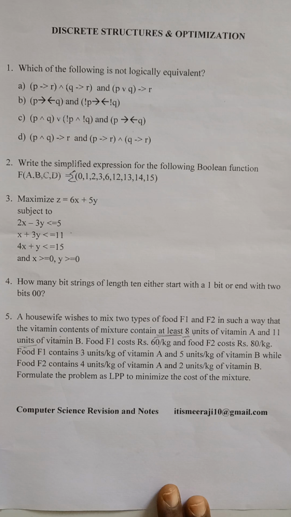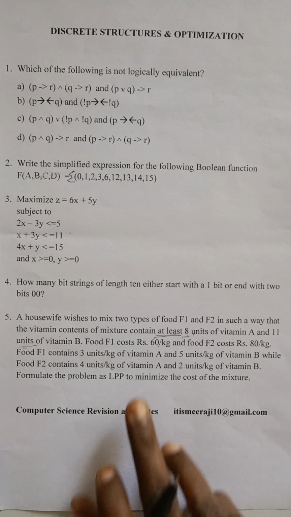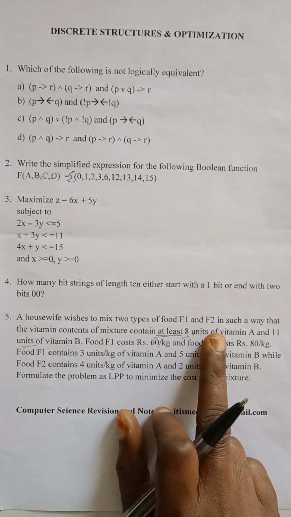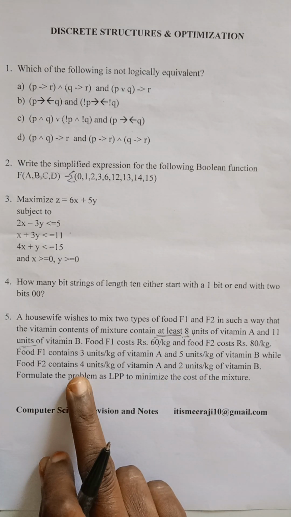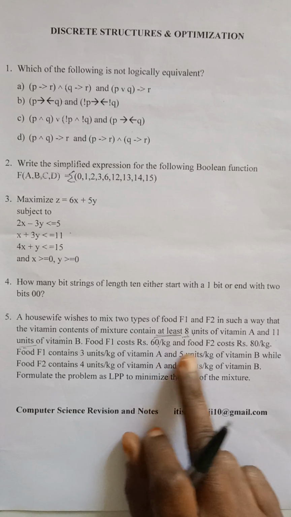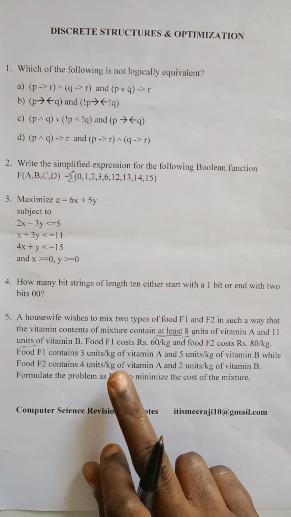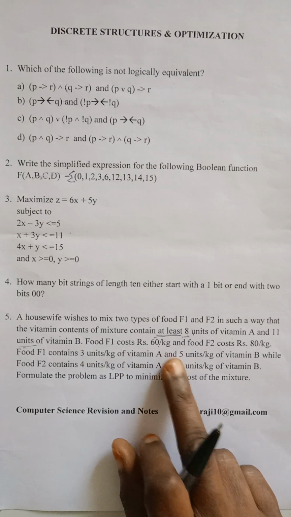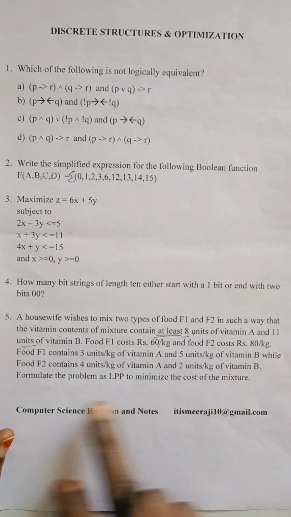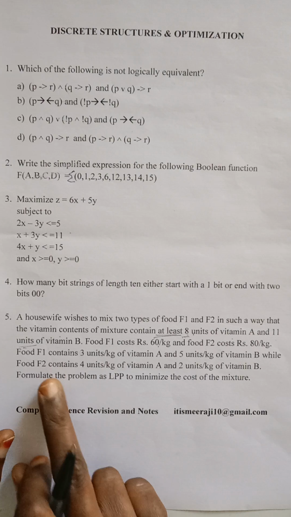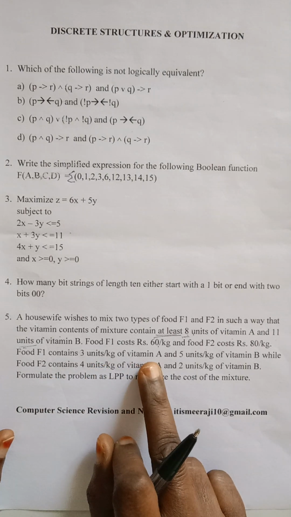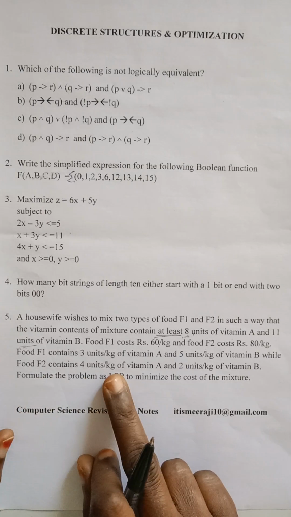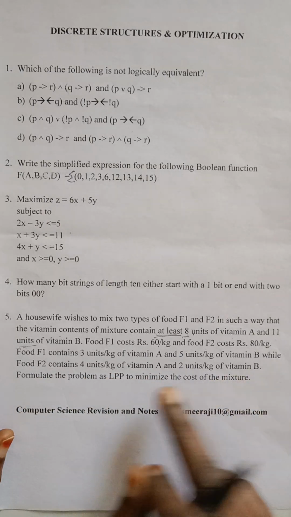Now we'll try to form the LPP. Okay, so here we have the two types of food F1 and F2, and then they are telling that the vitamin contents of the mixture should be 8 units of vitamin A, 11 units of vitamin B, which is the constraints. Then food F1 costs 60 per kg and food F2 costs 80 per kg. And also they have given that food F1 contains 3 units of vitamin A and 5 units per kg of vitamin B. Similarly, for food F2, they are given the units for vitamin A and vitamin B contents.